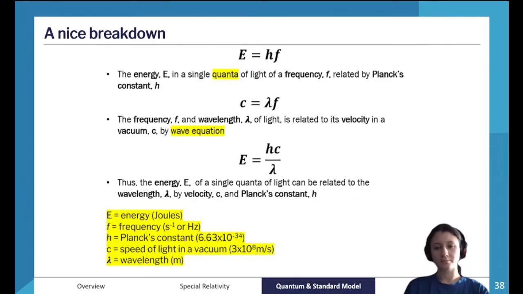So these are the equations that it's important for you to know. The energy E is a single quanta of light with frequency f related by Planck's constant h. Remember, Planck's constant is in your formula sheet. The frequency and wavelength of light is related to its velocity c. Remember, this is the one that's in your formula sheet as v equals wavelength times frequency. And then combining those two equations together, we get this last one, which is an amalgamation of them both.